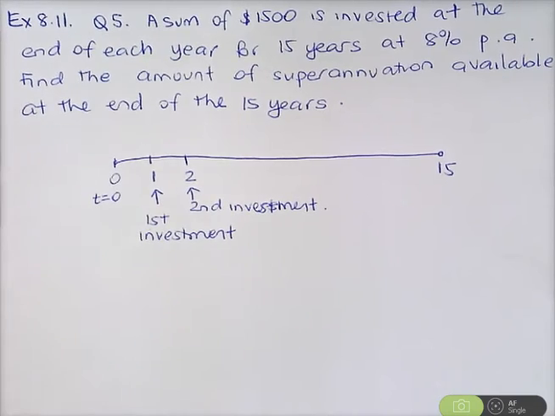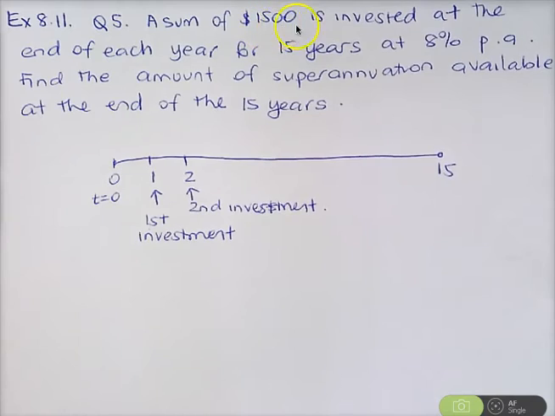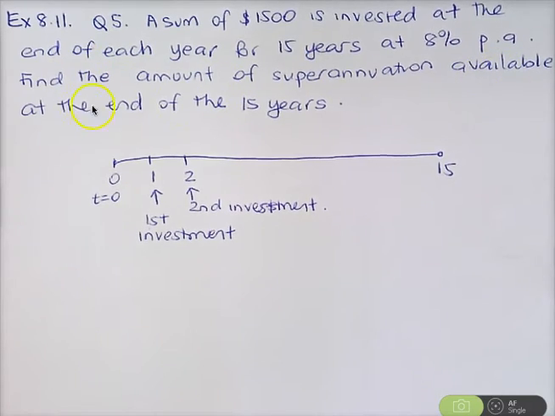Okay, this is question 5 from exercise 8.11. A sum of $1,500 is invested at the end of each year for 15 years at 8% per annum. Find the amount of superannuation available at the end of the 15 years.